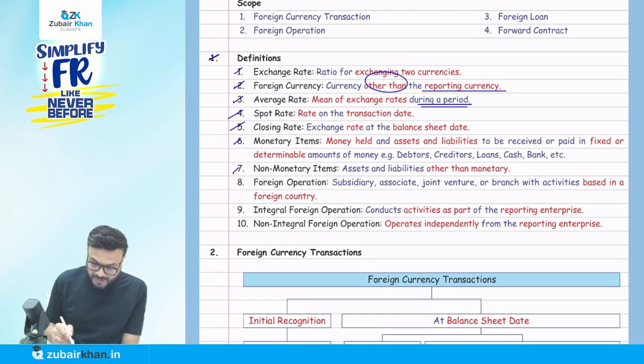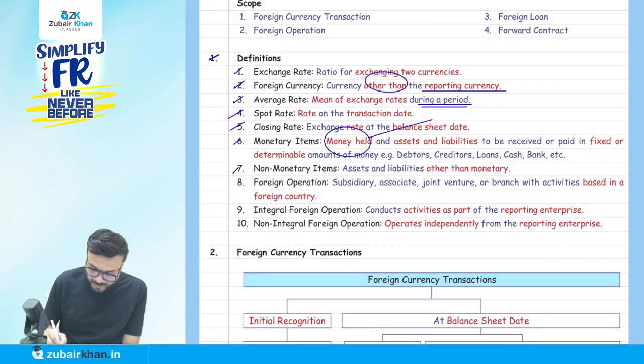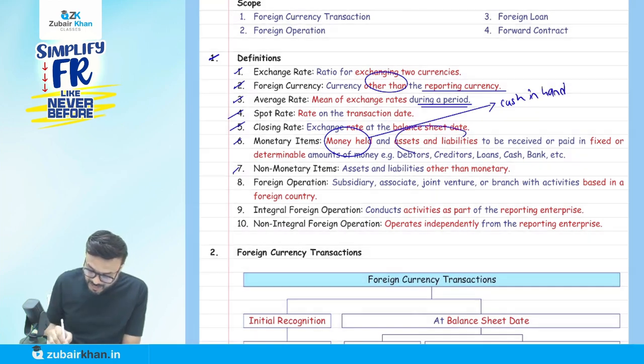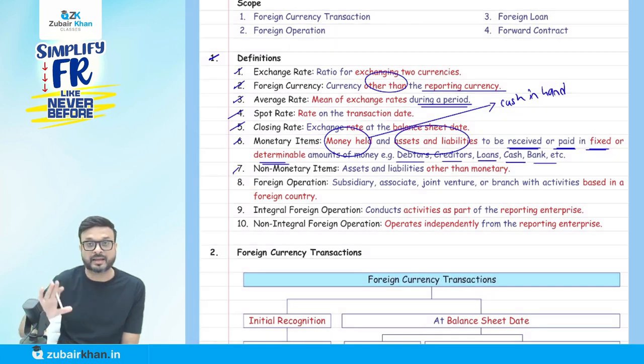They say money held. Money held, can I say that here? Cash in hand is money held. Okay, so money held and asset and liabilities to be received or paid in fixed or determinable amount of money, like debtors, creditors, loan, cash, bank, etc.